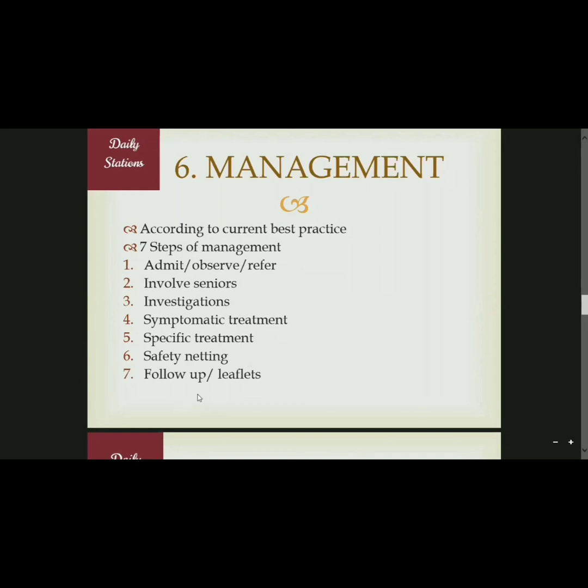And then the seventh, the last one, is the follow up and leaflets. So follow up is according to NICE guidelines. You can find it. There is a specific follow up for every scenario, but it's not necessary that you remember each of them.